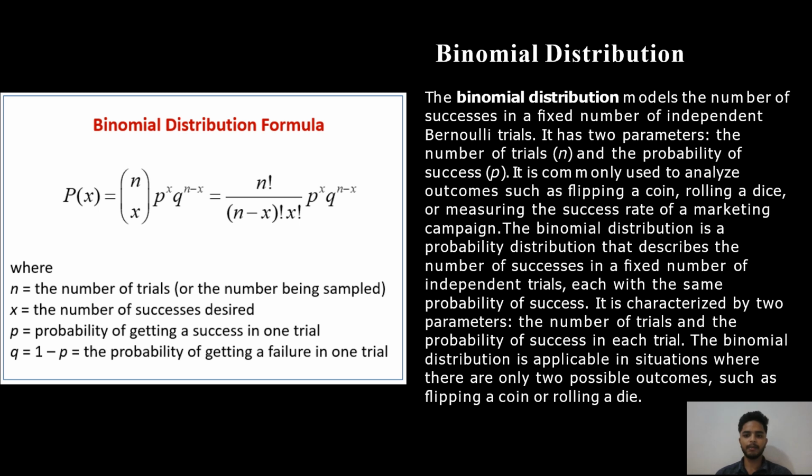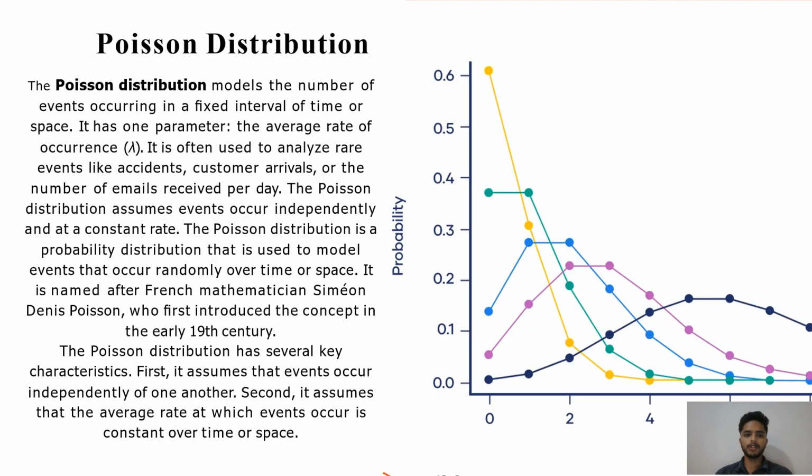of a marketing campaign. The binomial distribution is a probability distribution that describes the number of successes in a fixed number of independent trials, each with the same probability of success. It is characterized by two parameters, the number of trials and the probability of success in each trial. The binomial distribution is applicable in situations where there are only two possible outcomes, such as flipping a coin or rolling a die.